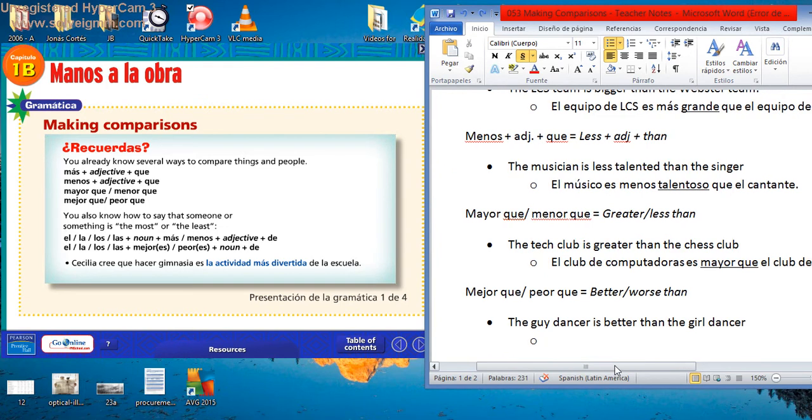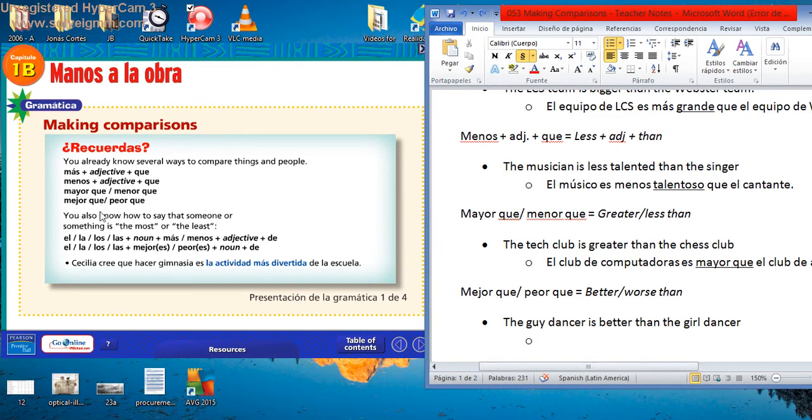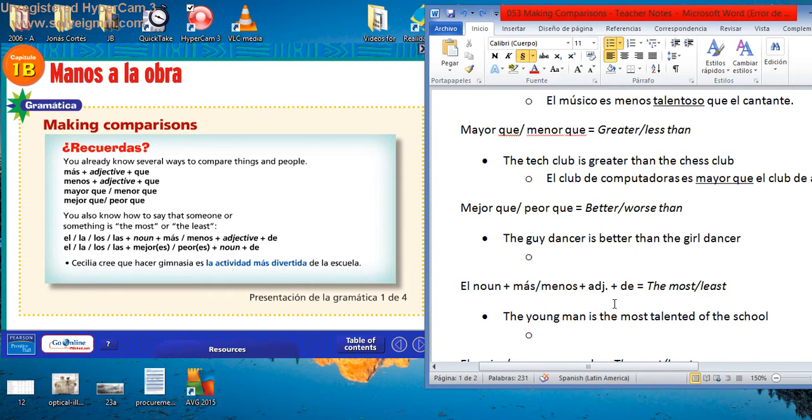Another one that we have is mejor que. Now this one is better than, and peor que is worse than. The guy dancer is better than the girl dancer. So for this example, we would say el bailarín es mejor que la bailarina. El bailarín es mejor que la bailarina.